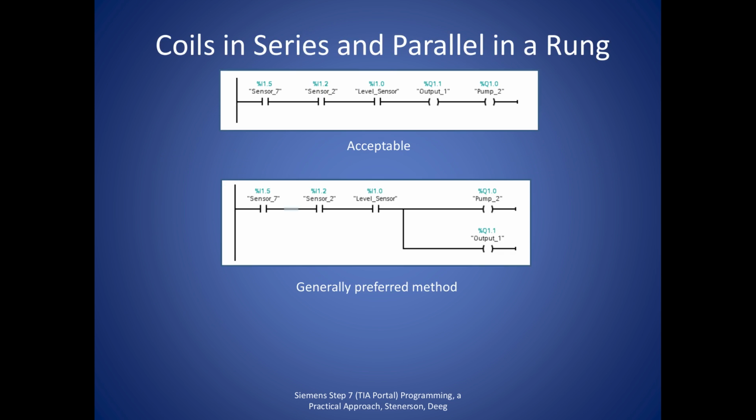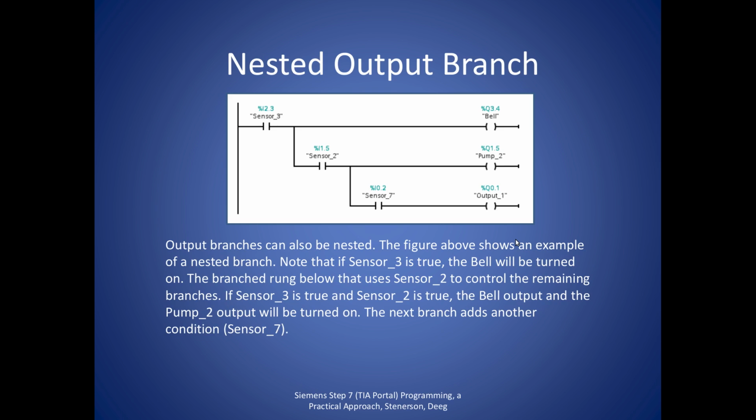It's possible to have multiple outputs on a rung, but the preferred way is to have the rungs in parallel and have multiple outputs shown here. This can also be extended to have different cases for multiple outputs. So here we have rungs in parallel that result in the bell being on if sensor 3 is on. Now if sensor 3 and sensor 2 are closed, then pump 2 and the bell are on. And if sensor 3, sensor 2, and sensor 7 are all closed, then output 1, pump 2, and the bell are all on. So output 1 requires all 3 of these because they're in series down to output 1.